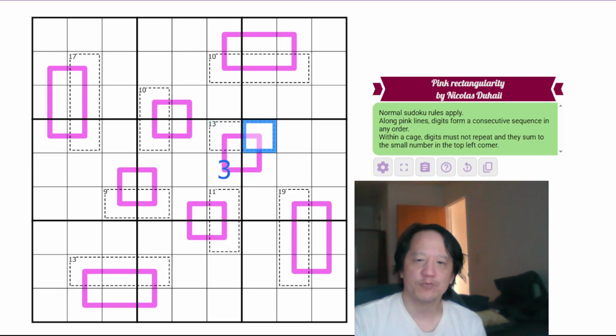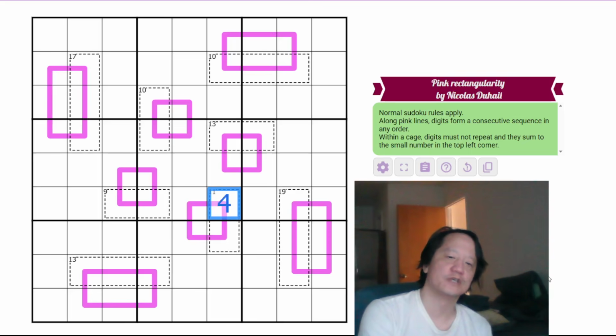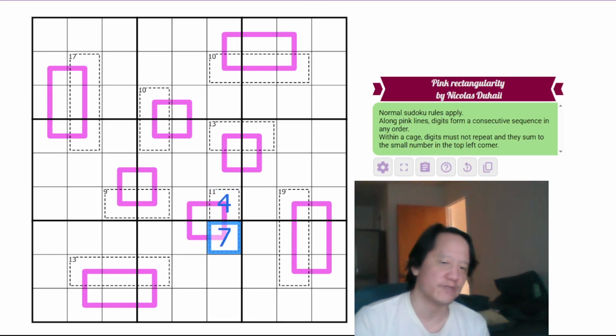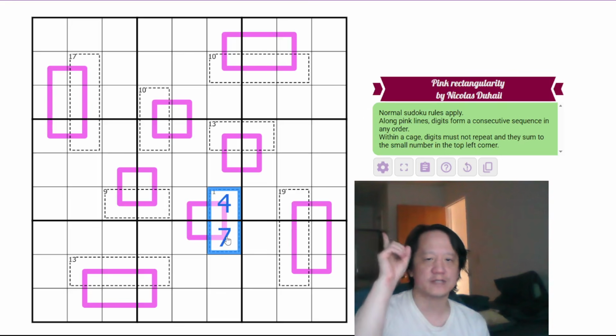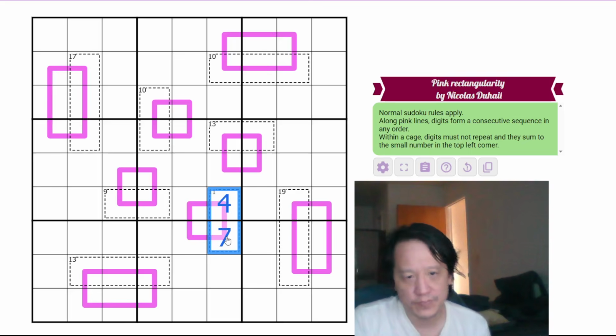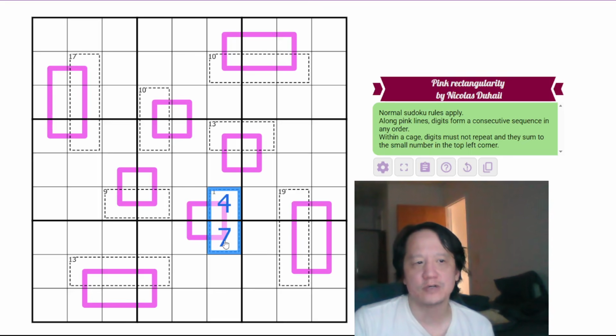We also have, within a cage, digits must not repeat, and they sum to the small number in the top left corner. So, for example, if this were a 4 here, this would have to be a 7, because these two digits must add up to 11, because they are the only digits in a cage which has an 11 in the top left corner. And those are all the rules.